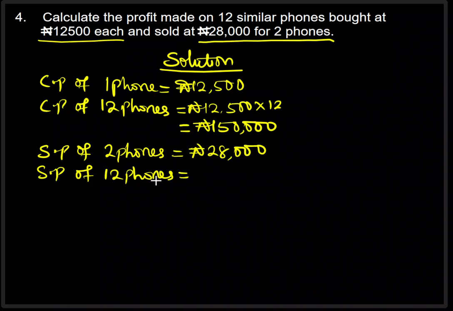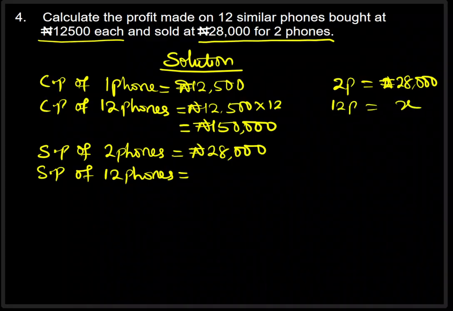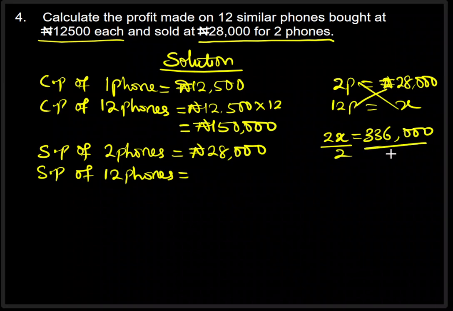Please, we are not just going to multiply by 12 because this is two phones. So I recommend we take that to proportion. So two phones will give us 28,000 naira, and then 12 phones will give us, of course, x. So if we cross multiply, this is direct proportion. So we have that 2x is equal to 28,000 times 12, right, times 12. That will give us 336,000.